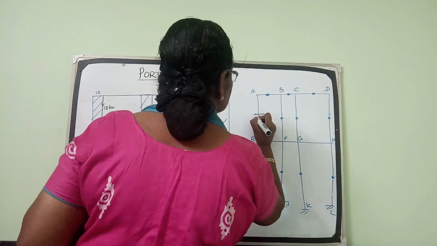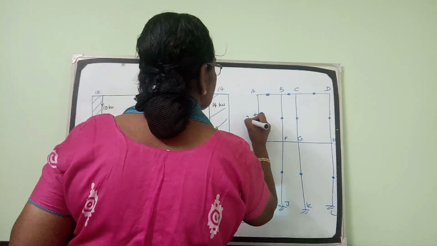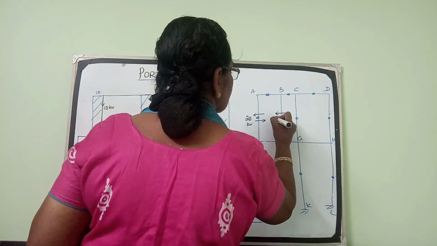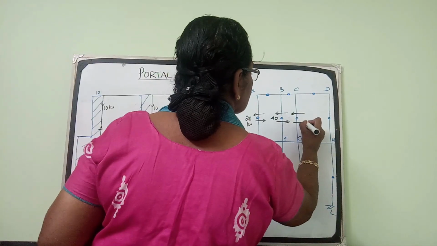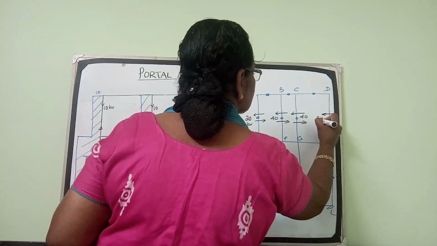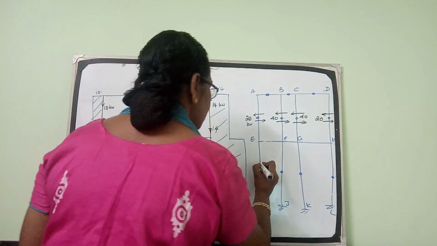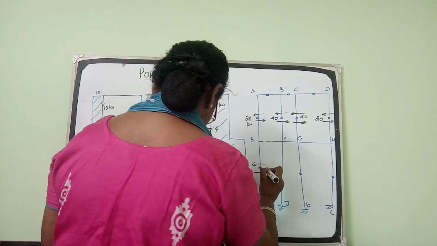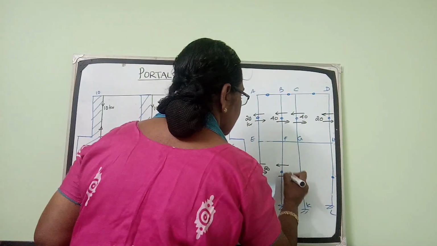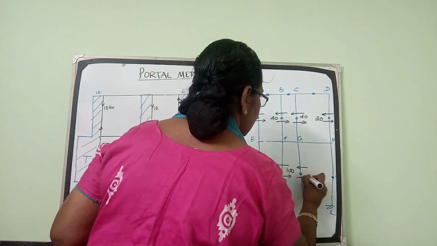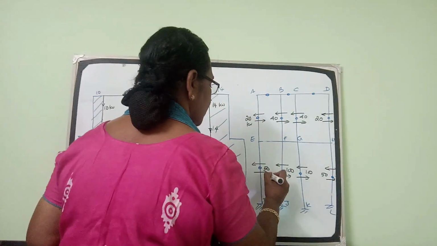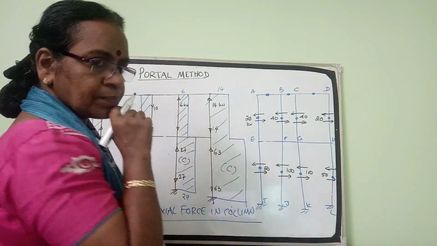Okay. Now you mark the horizontal shear in the column. This column it is 20. The horizontal shear in this column 40. Here also it is 40. 20. Similarly, the horizontal shear in the bottom columns 50, 100, 100, 50 kilonewton. So these are the horizontal shear in columns.